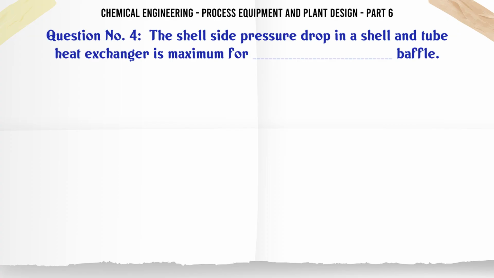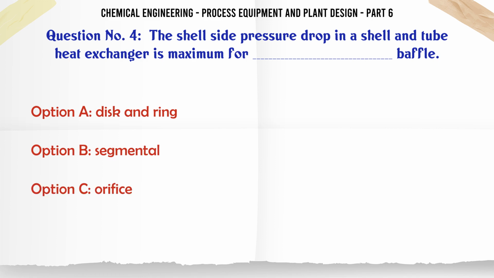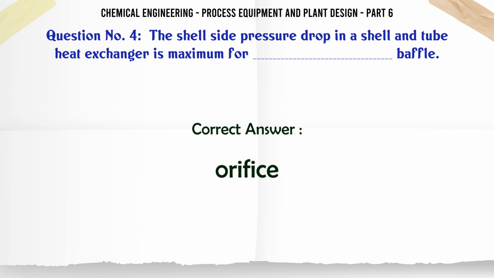The shell side pressure drop in a shell and tube heat exchanger is maximum for baffle A. Disc and ring, B. Segmental, C. Orifice, D. Independent of the type of baffle. The correct answer is orifice.